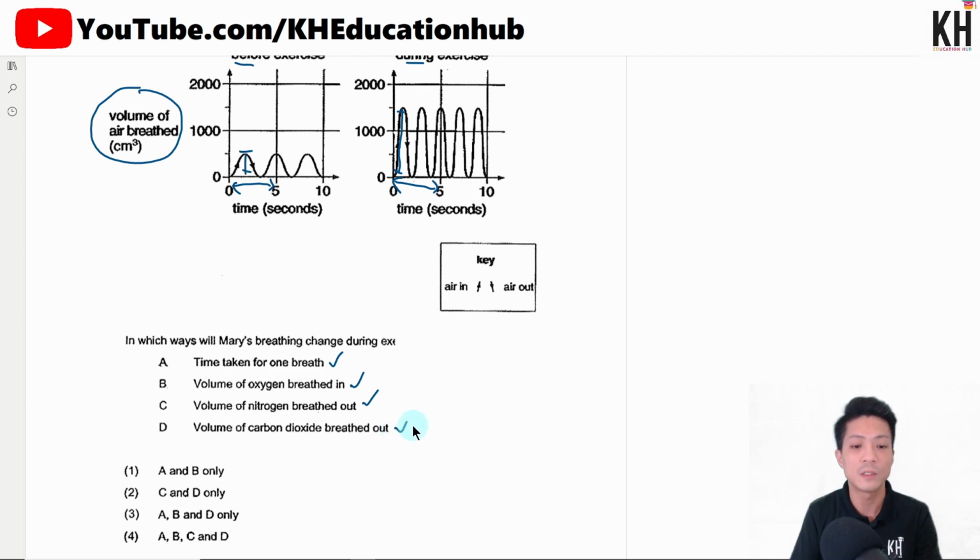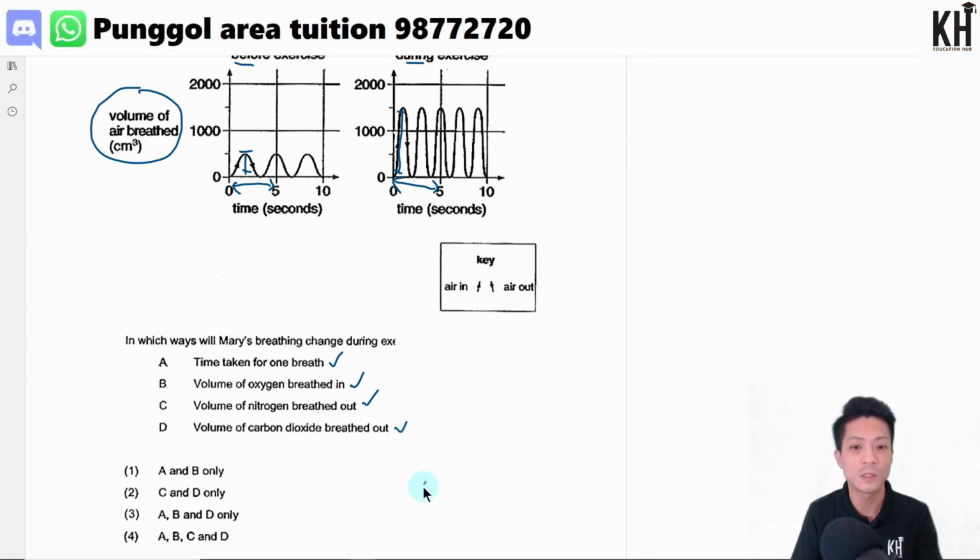Okay, if you breathe in more, then you also breathe out more carbon dioxide. Okay, so in this case, the answer should be number 4.